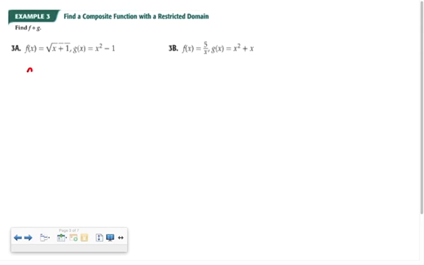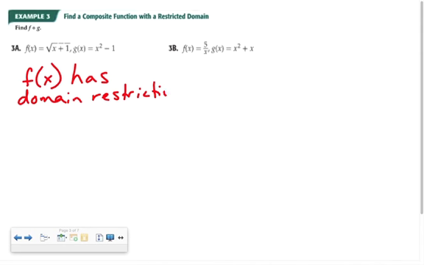Okay, so looking at f of x, it has a domain restriction, because we know that x plus 1 must be greater than 0. So x therefore has to be greater than -1. My g of x has no domain restriction. I can take any number in the whole wide world and square it and subtract 1 from it, and I'm not going to open a mathematical black hole.